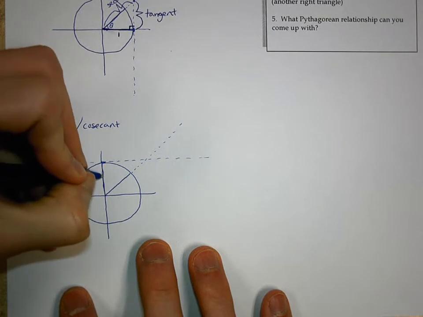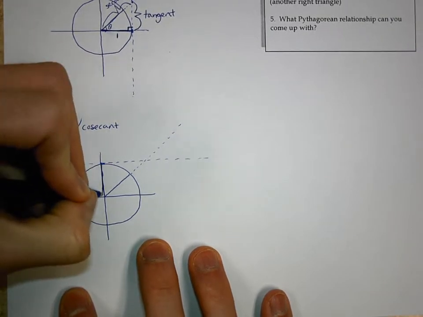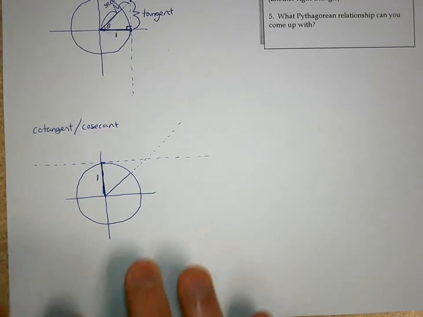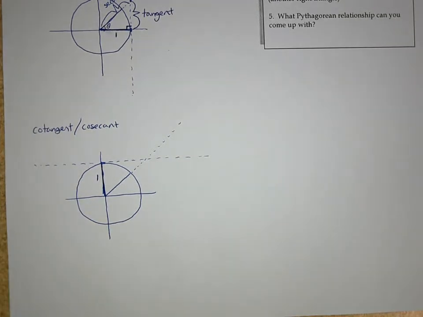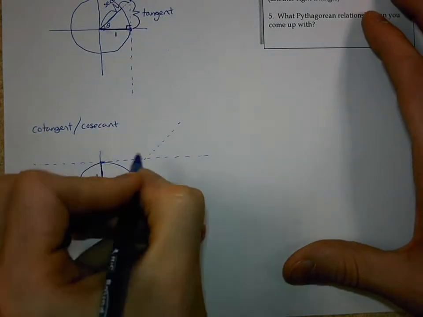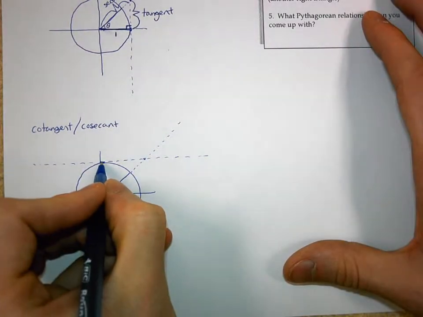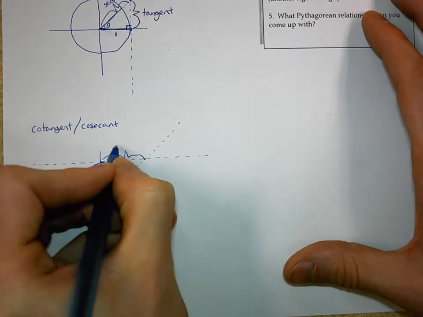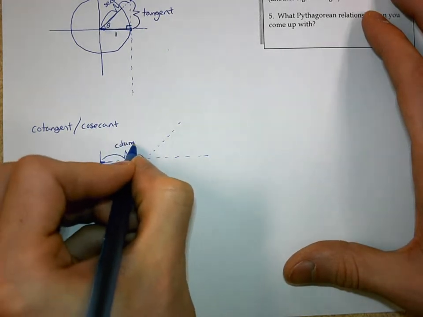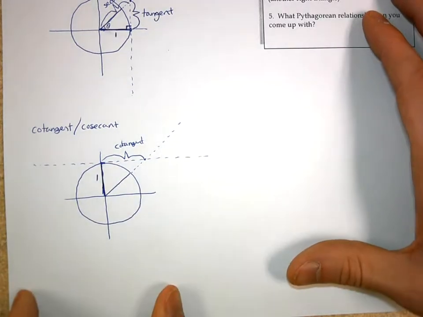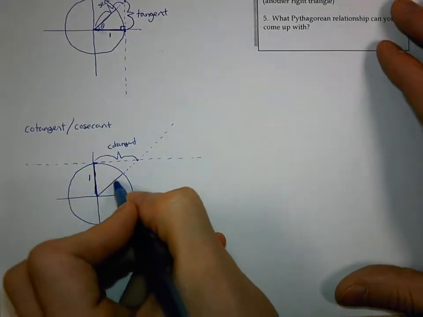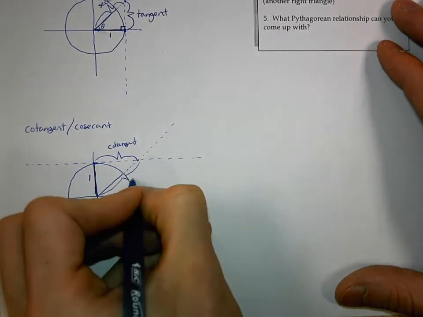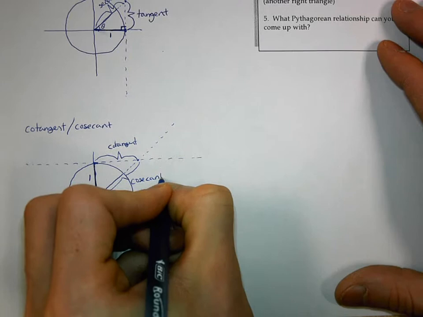Right here on the y-axis now, I know that this value is going to be 1. The cotangent then is the distance from the point 0, 1 to the point of intersection. And then finally, if I extend the hypotenuse back, this value ends up being the cosecant.